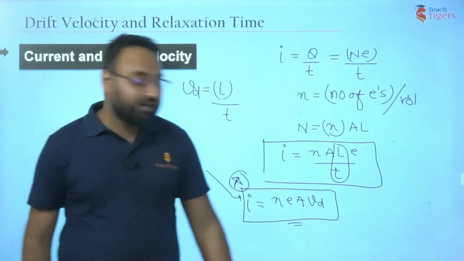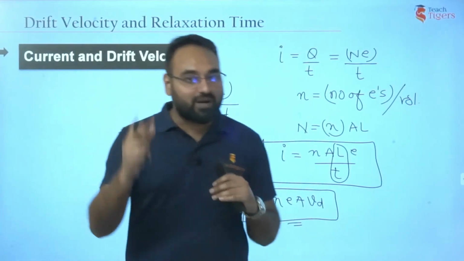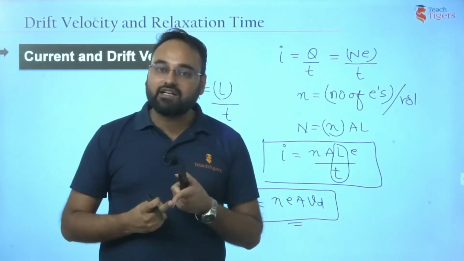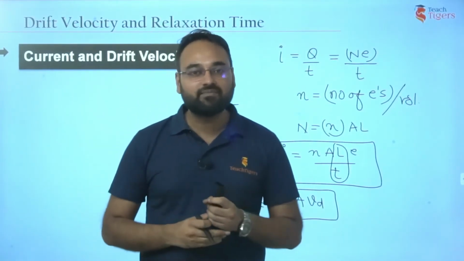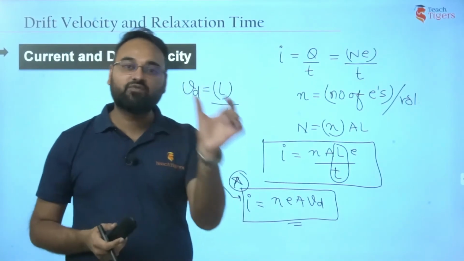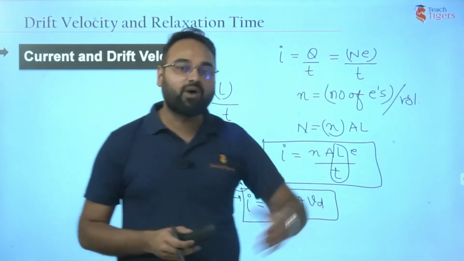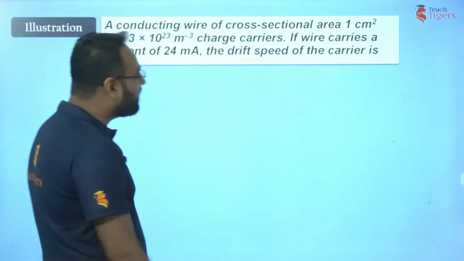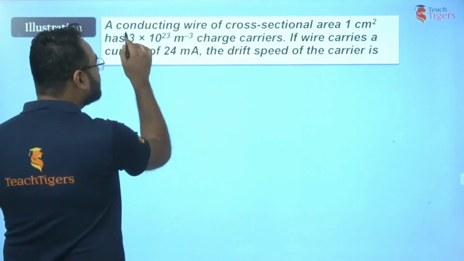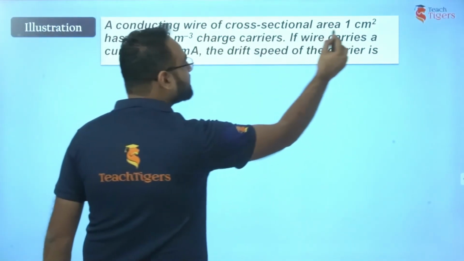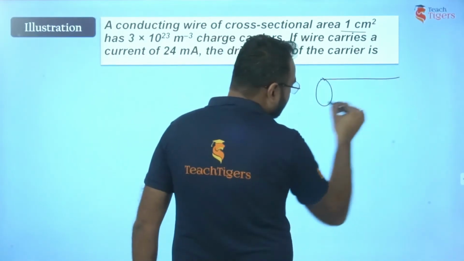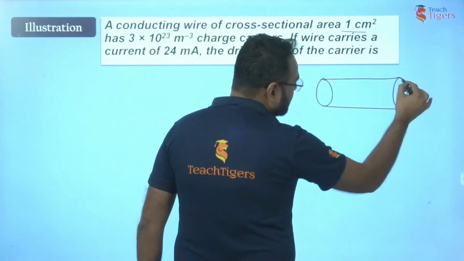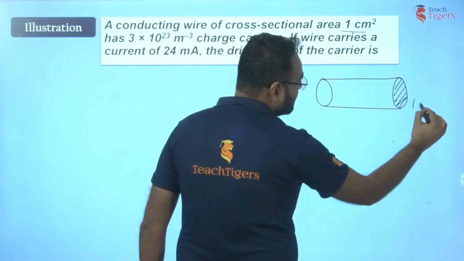So, let's move forward with the note that you remember the formula of current and its relation with the drift velocity. It is I is equal to NEA VD, and you know the expression for drift velocity, that is eE tau by m, right? Let's move forward. Let's take up an illustration. It says a conducting wire of cross-section area 1 centimeter square. Say we have a wire with cross-section area of 1 centimeter square.